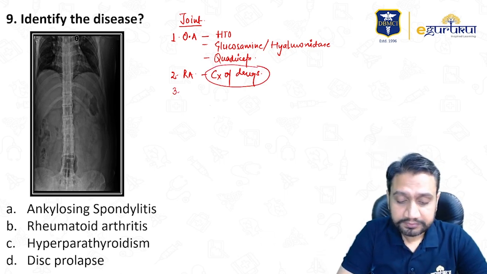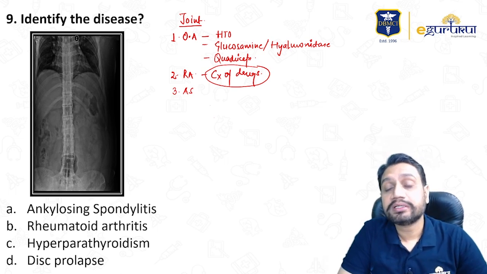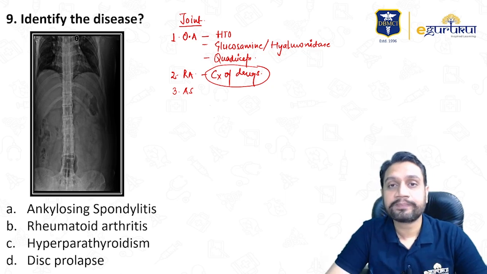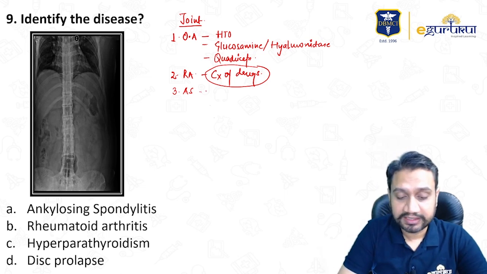Number 3, from ankylosing spondylitis, I want you to remember the joint involved, the sacroiliac. I want you to remember the bamboo spine, the pump handle test, the Gaenslen test, and the Schober's test for ankylosing spondylitis. So the tests are very important, plus the X-ray, that is bamboo spine.